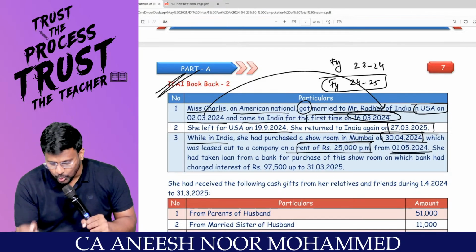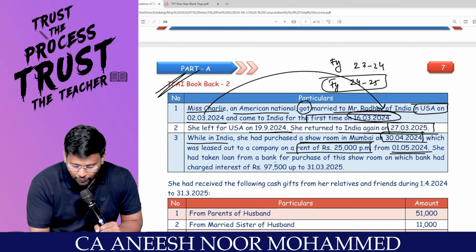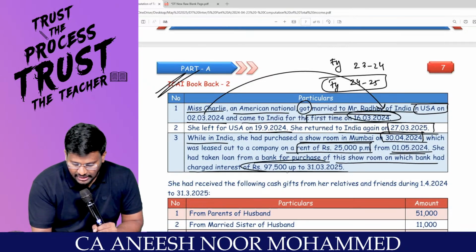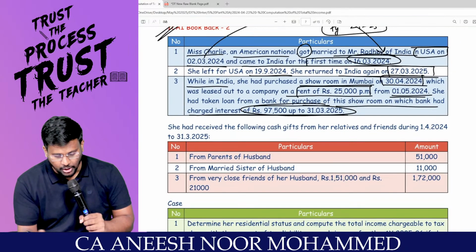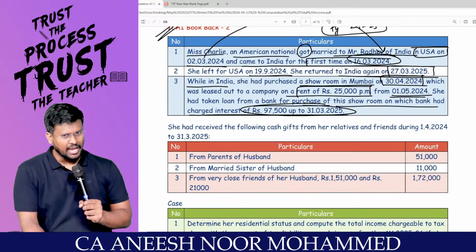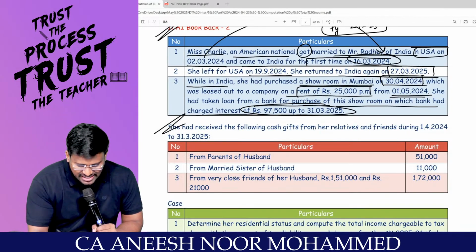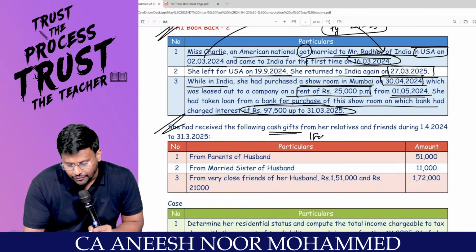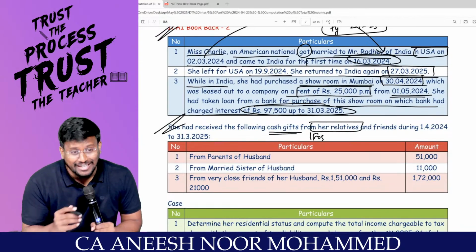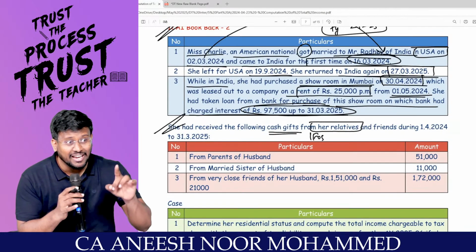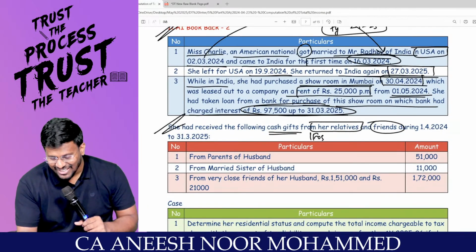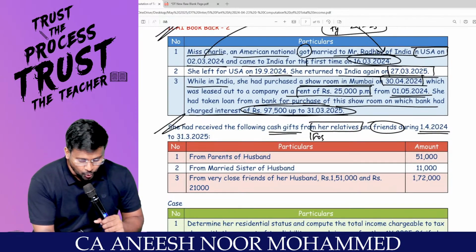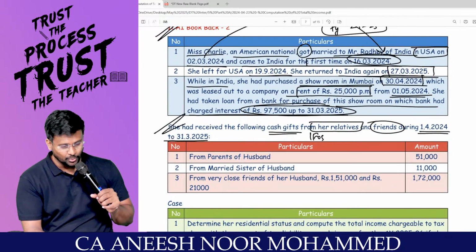From 1/5/2024, she has taken a loan from a bank for purchase of this showroom, on which the bank has charged interest of 97,500 up to 31/3/2025. She had received the following cash gifts from relatives and friends during 1/4/2024 to 31/3/2025.